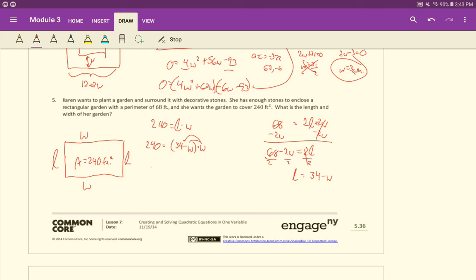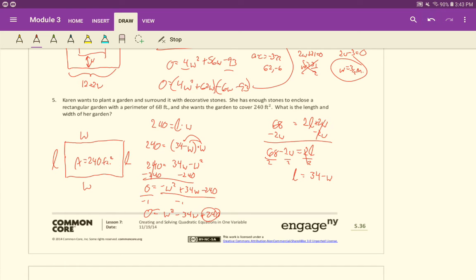And distribute. And then subtract 240 from both sides. So we get negative w squared plus 34w minus 240. Divide everything by negative 1, so we can get, I like this positive w squared there, so I'm going to divide everything by negative 1. So we get 0 equals w squared minus 34w plus 240.